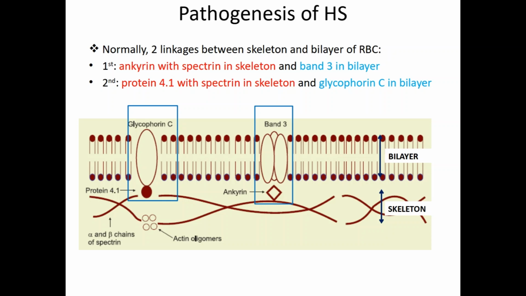Because of this decoupling, the RBC will lose its biconcave shape and will assume a more stable shape, which is that of a sphere. That is, an RBC will become a spherocyte.